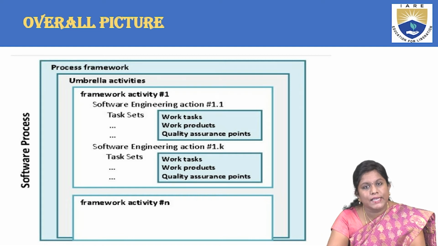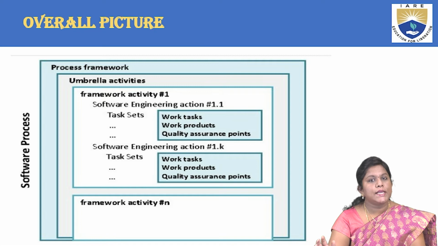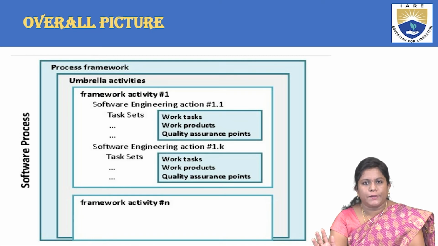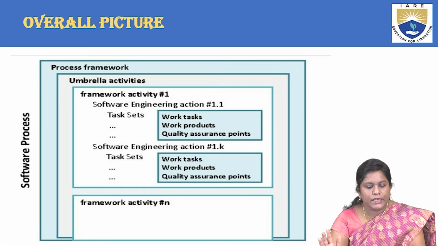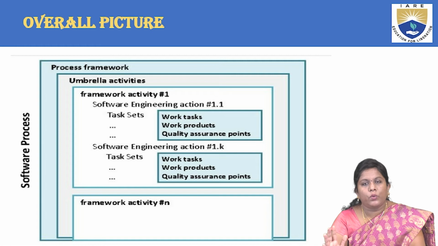And these task sets involve work tasks, work products, and quality assurance points, right? So this gives a complete picture of how a software process looks and how it works. I repeat, you have a process framework. Within that process framework, you are trying to define various umbrella activities.